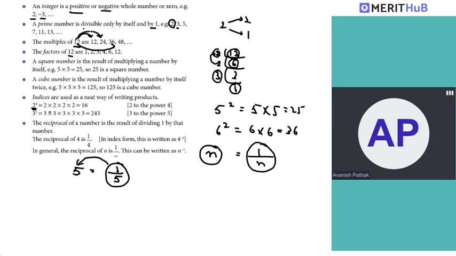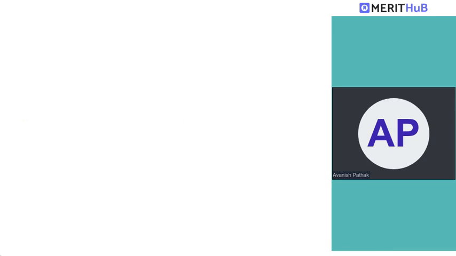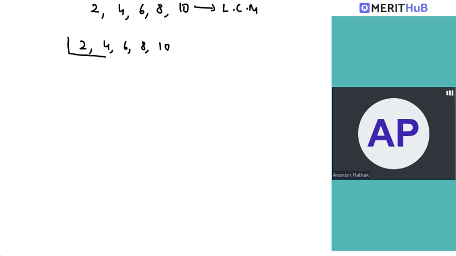The other things that we are dealing with are HCF and LCM, that's highest common factor and lowest common multiple. Suppose I have the numbers like 2, 4, 6, 8, 10, and I have to find the lowest common multiple, or the LCM, of it. So I can write those numbers like this: 6, 8, 10. I'll first find a common divisor that divides the numbers. If I divide by 2, I have 1, 2, 3, 4, and 5.